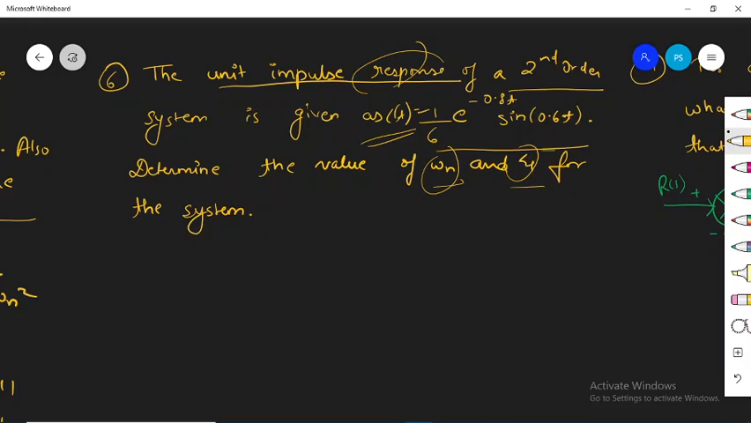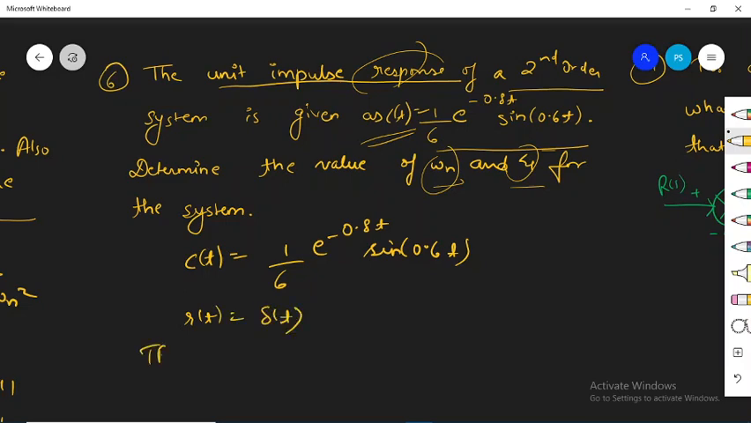That is one way of doing it, but as I have not discussed in detail what is going to be the generalized output for a second order system when you apply unit impulse, we'll go with the traditional method. So you can see that c(t) is given over here. c(t) is 1/6 e to the power minus 0.8t sine of 0.6t. This is given, and similarly r(t) is given as equal to delta(t).